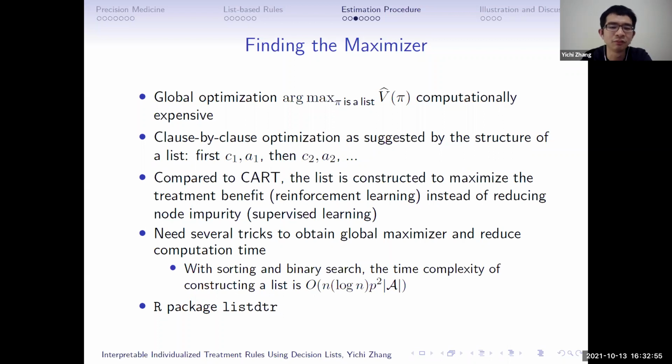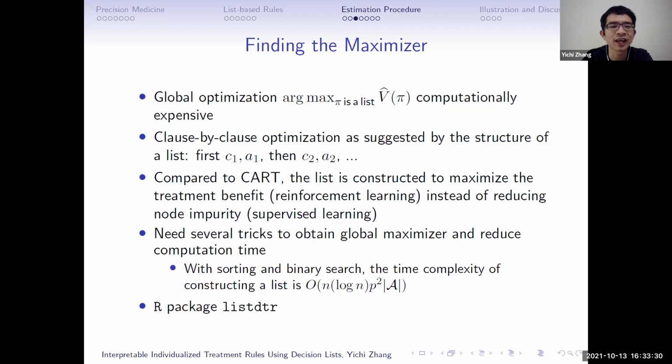While we want to build a rule that for this kind of patient, we recommend this treatment, for the other kind of patient, we recommend another treatment. But for all the patients in the data set, we don't have the best treatment information. So we don't have the best treatment so that we can build, for example, a classification model. But rather, by estimating the value function, by maximizing the value function, we are actually maximizing the treatment benefit.